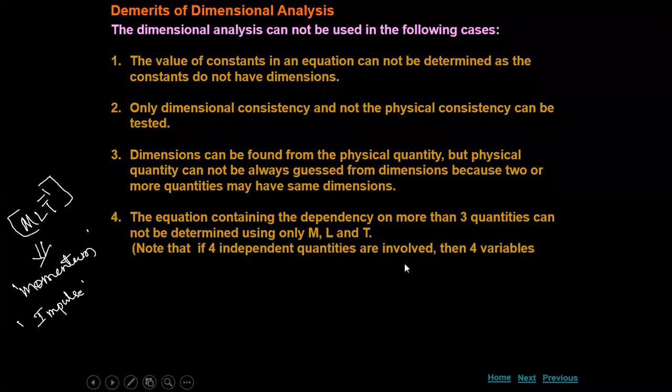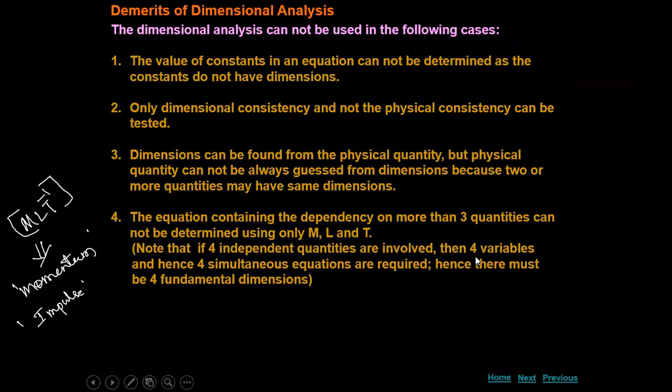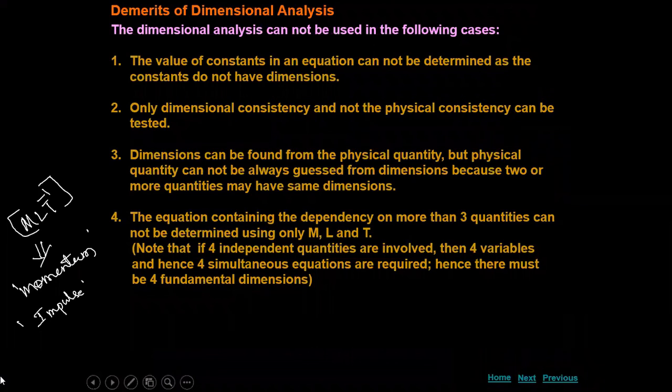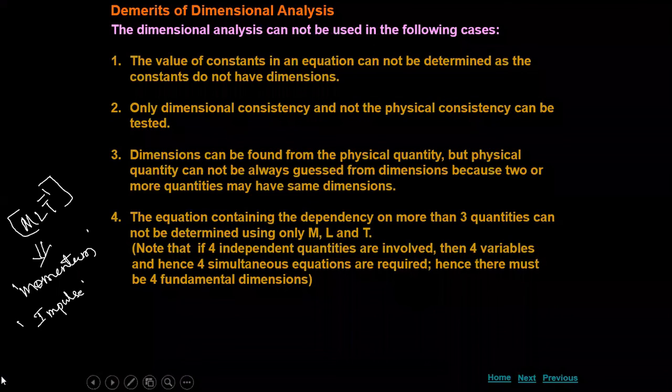Next, if 4 independent quantities are involved, then 4 variables and hence 4 simultaneous equations are required. Hence there must be 4 fundamental dimensions. If any other dimension which is not fundamental is involved in the given equation, then it will be difficult to solve. We cannot solve it that easily.